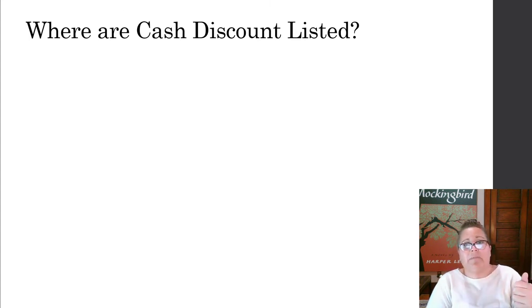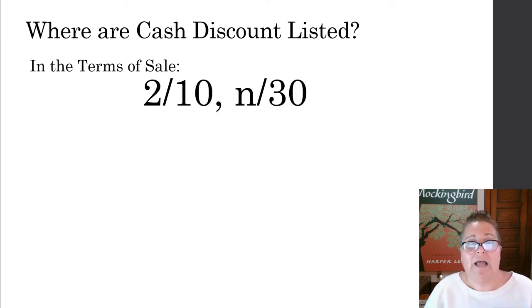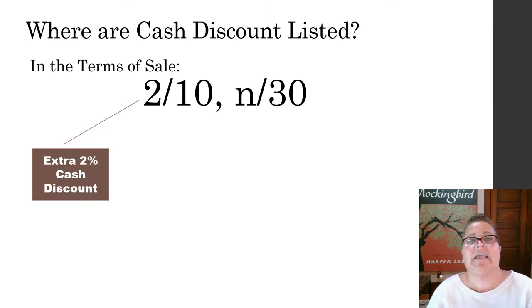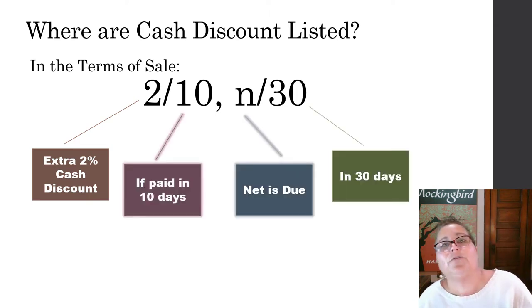We have an example of a penalty today. All right, where are those cash discounts listed? That information can be found in the terms of sale. Terms of sale look like a date, but they're not. 2, 10, and 30 means you get a 2% discount if you pay in the first 10 days, and that the net amount is due in 30 days.